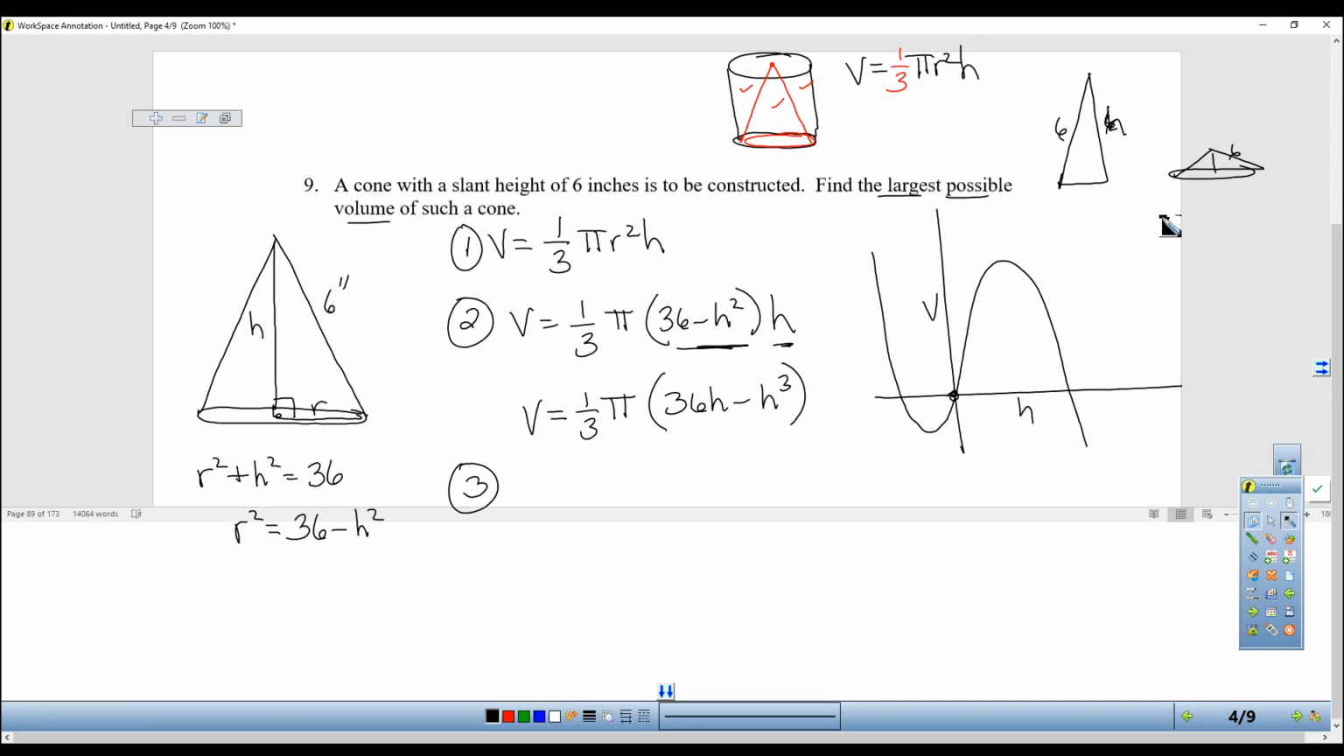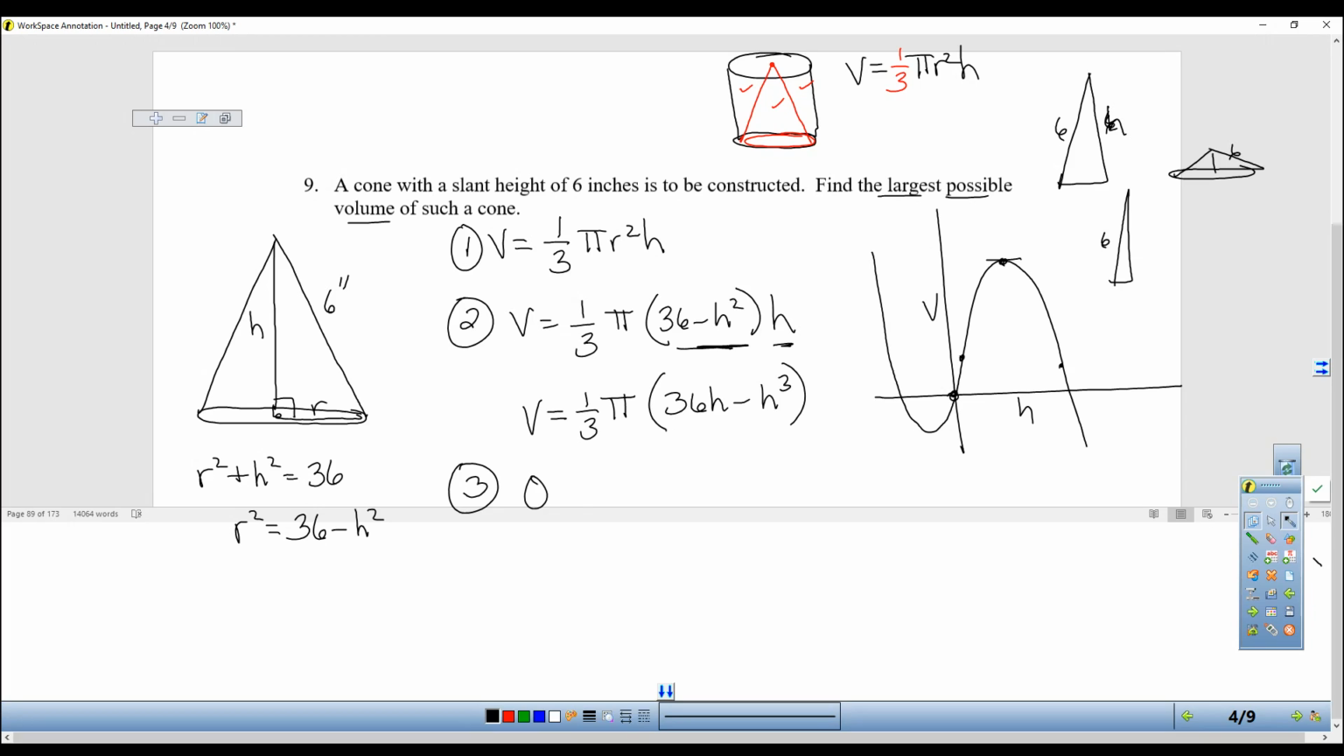So how tall should I make it? Should I make it short? If I make a small height, I'm going to get a small volume. But if I make too big a height, if I make it too tall, even if it has a slant of 6, then I'm also not going to get a good volume. I want something in the middle. And what's true about that point? At that moment, the slope or the derivative is 0.